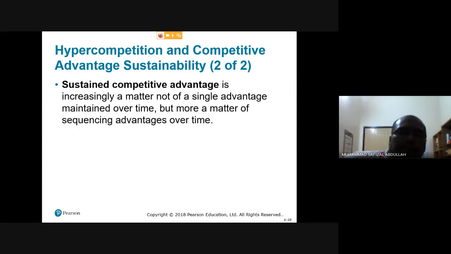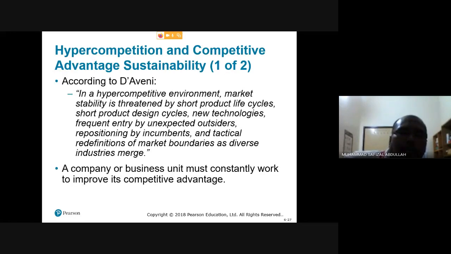Hyper competition. Hyper competition is a situation where the competition becomes extremely competitive. That's why the word hyper competition is all about. That's why the word hyper means hyper. It means a situation where it happens above average, beyond the scope of normality. This is what we call hyper competition.